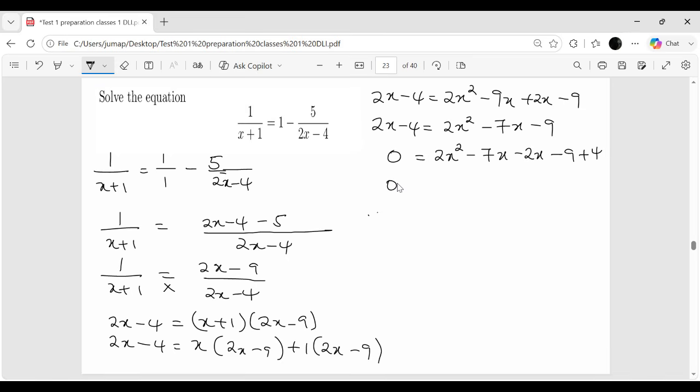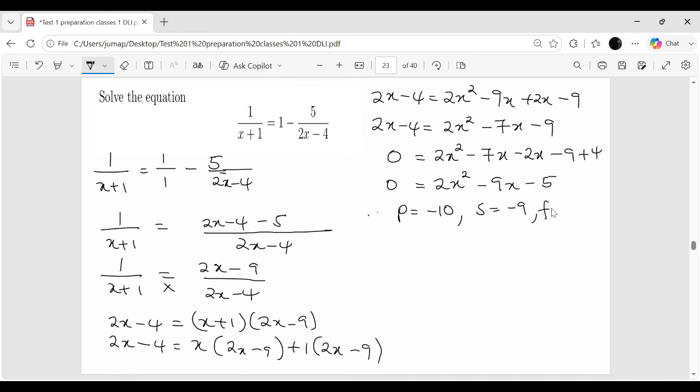Then I'm going to have 0 is equal to 2x squared, then this will be minus 9x, then this will be minus 5. Okay, so I also find the product. The product for this one is 2 times negative 5, that will be negative 10. And the sum is equal to negative 9.